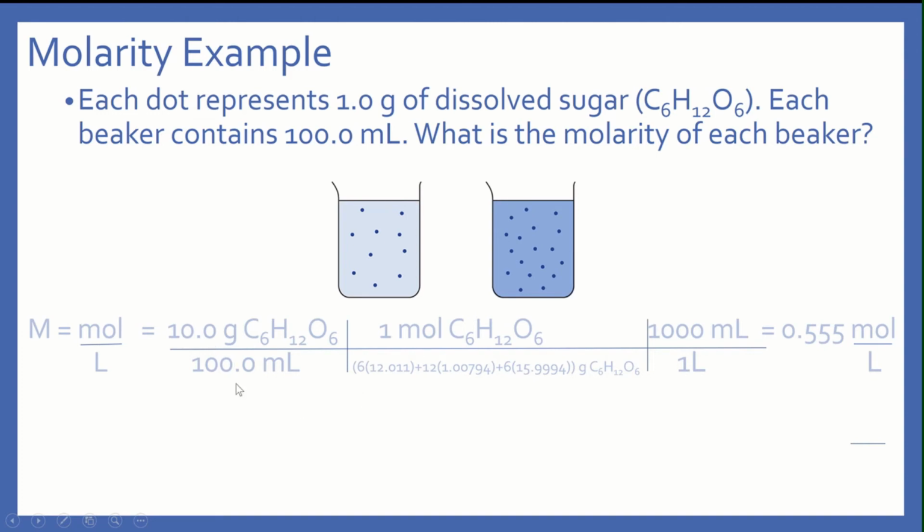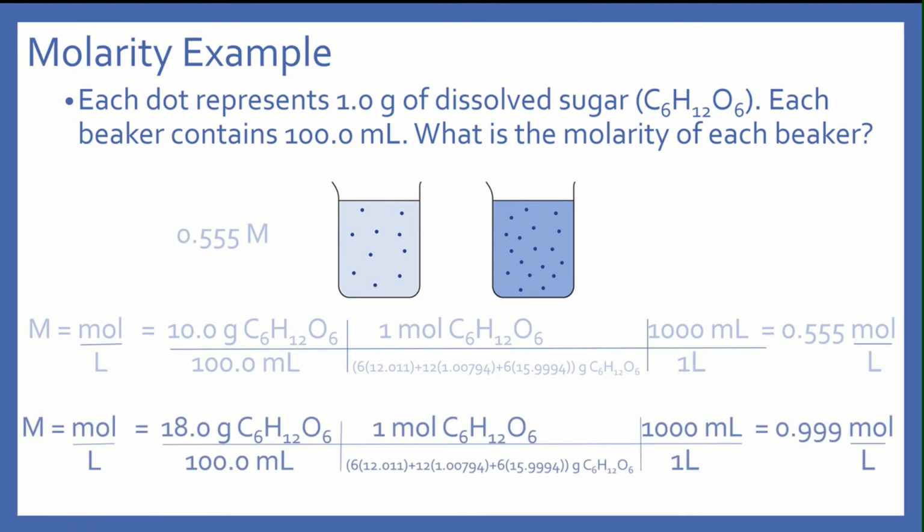10 divided by 100 times 1 divided by, I'm going to make sure I put these in parentheses here, 6 times 12.011 plus 12 times 1.00794 plus 6 times 15.994. Times all of that by 1,000, and we get 0.555 moles per liter. That's a 0.555 molar solution for the dilute solution here.